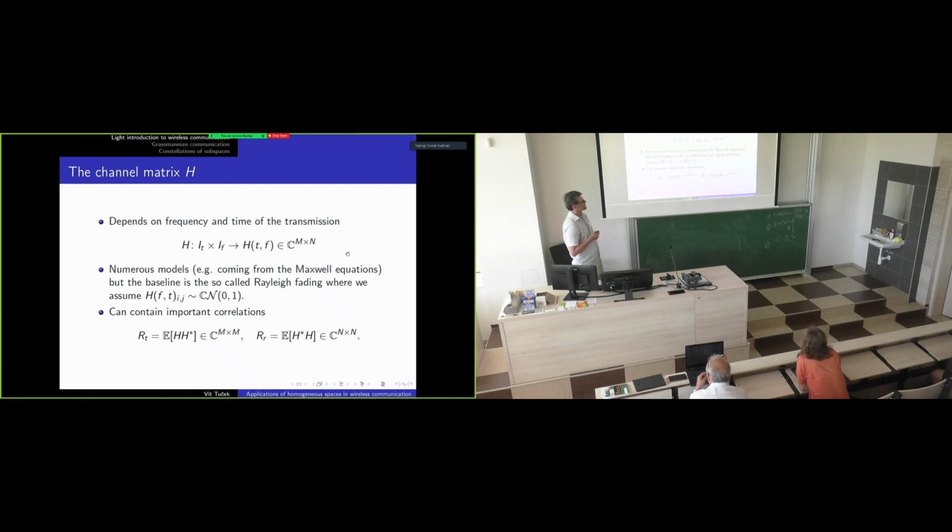So the channel matrix is not really fixed. It changes in time, and it can be different for each frequency. So what we are really doing is looking at some two-dimensional submanifold of the matrices. Of course, there are a lot of different models for this channel matrix, how it behaves. Some of them come directly from the Maxwell equations, but the baseline is just to model it as a random matrix. The simplest thing you can think of is just an independently distributed random matrix, or maybe with some correlations.